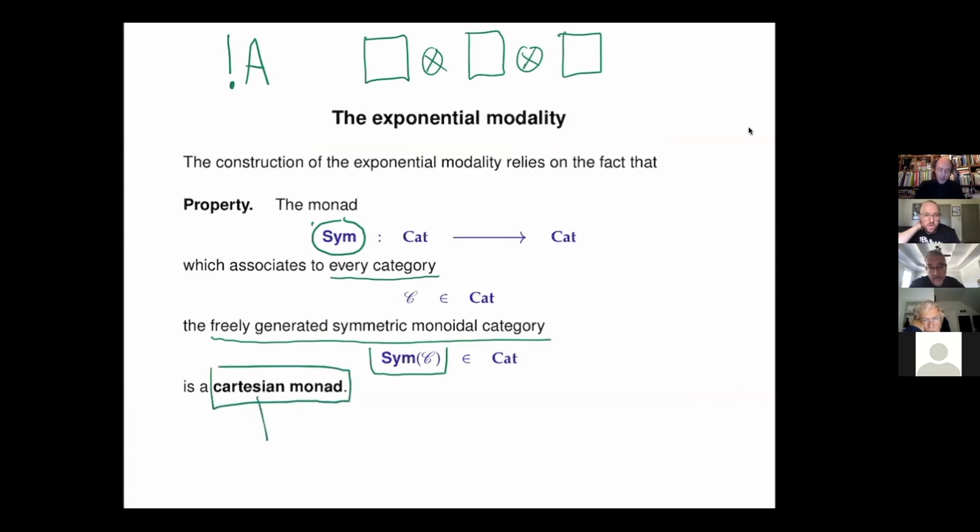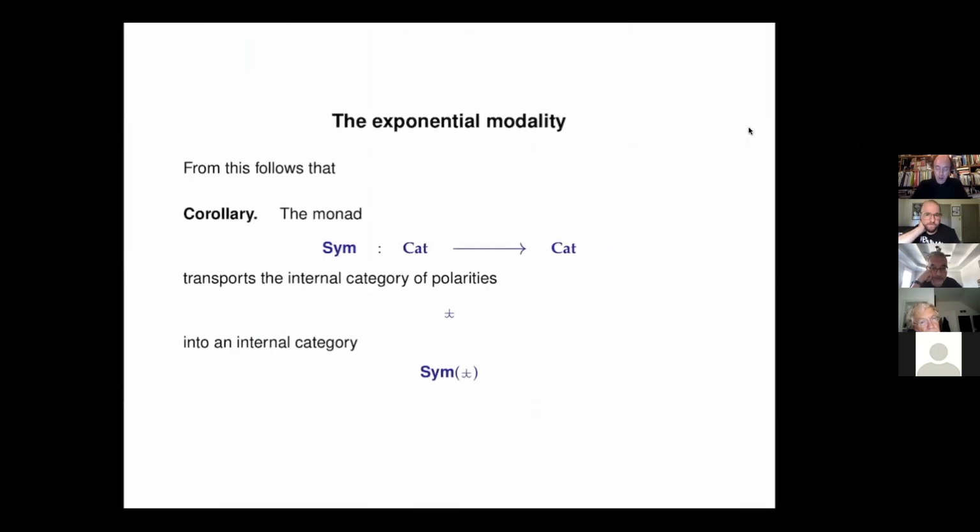And so, in particular, by Cartesian, it means it behaves very nicely with respect to pullbacks. And from that, we can deduce the fact that it will transport any internal category into an internal category. So in particular, if we take the internal category of polarities, it will transport it into an internal category, which we can see as a new template.